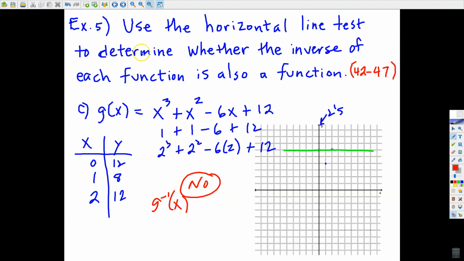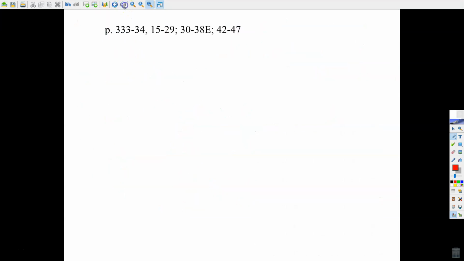Okay, so that's it. That's my last example. And so hopefully you're ready now to work on these problems. If you have any questions, let me know.